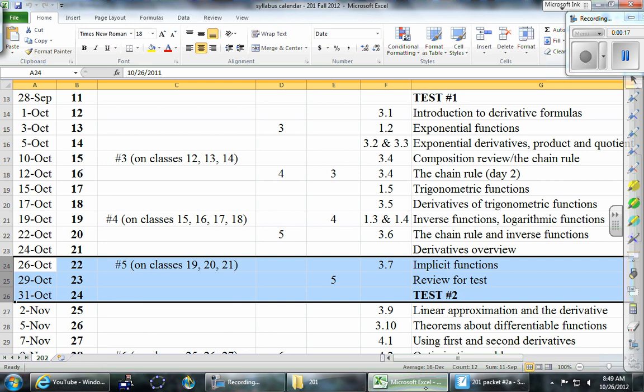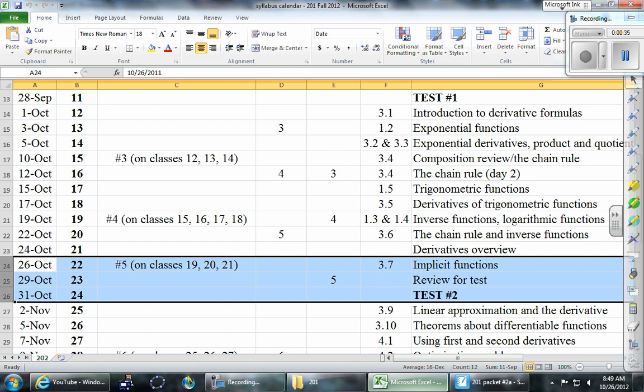And while we're opening to page 41, we'll have our look at the calendar. Last class was our derivatives overview, lots of hard derivatives, putting all of those derivative rules together. Today we're finishing up quiz 5 and we're tackling implicit functions, which is the last section before the test.